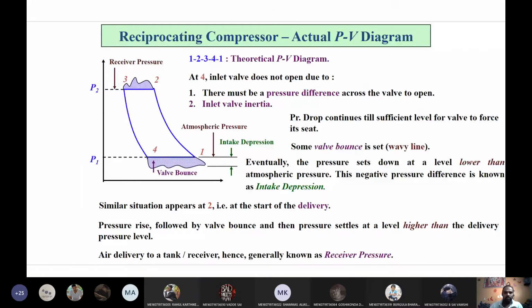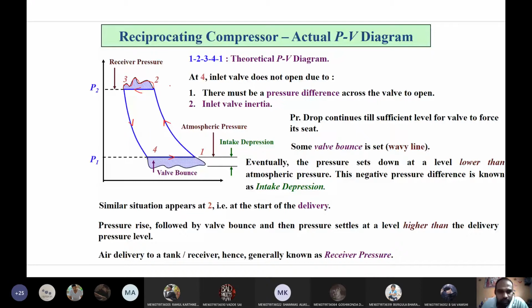Okay, right. So in the actual PV diagram, if you see, this bounded portion is extra for the actual, right? In the theoretical diagram, 4 to 1 is suction, 1 to 2 is the compression, 2 to 3 is the delivery, and 3 to 4 is the expansion, right? If you compare the actual with the theoretical one, a certain area is added below the suction and a certain area is added above the suction, right?